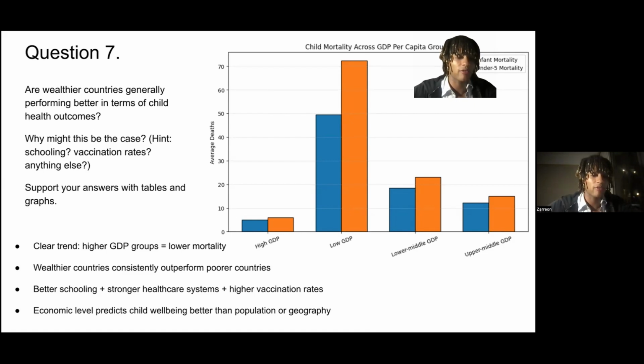This trend lines up with everything I saw earlier. Wealthier countries have better schooling, better vaccination rates, and more stable healthcare systems. Together, these help children survive and thrive. So GDP ends up being one of the most powerful predictors of child health outcomes.